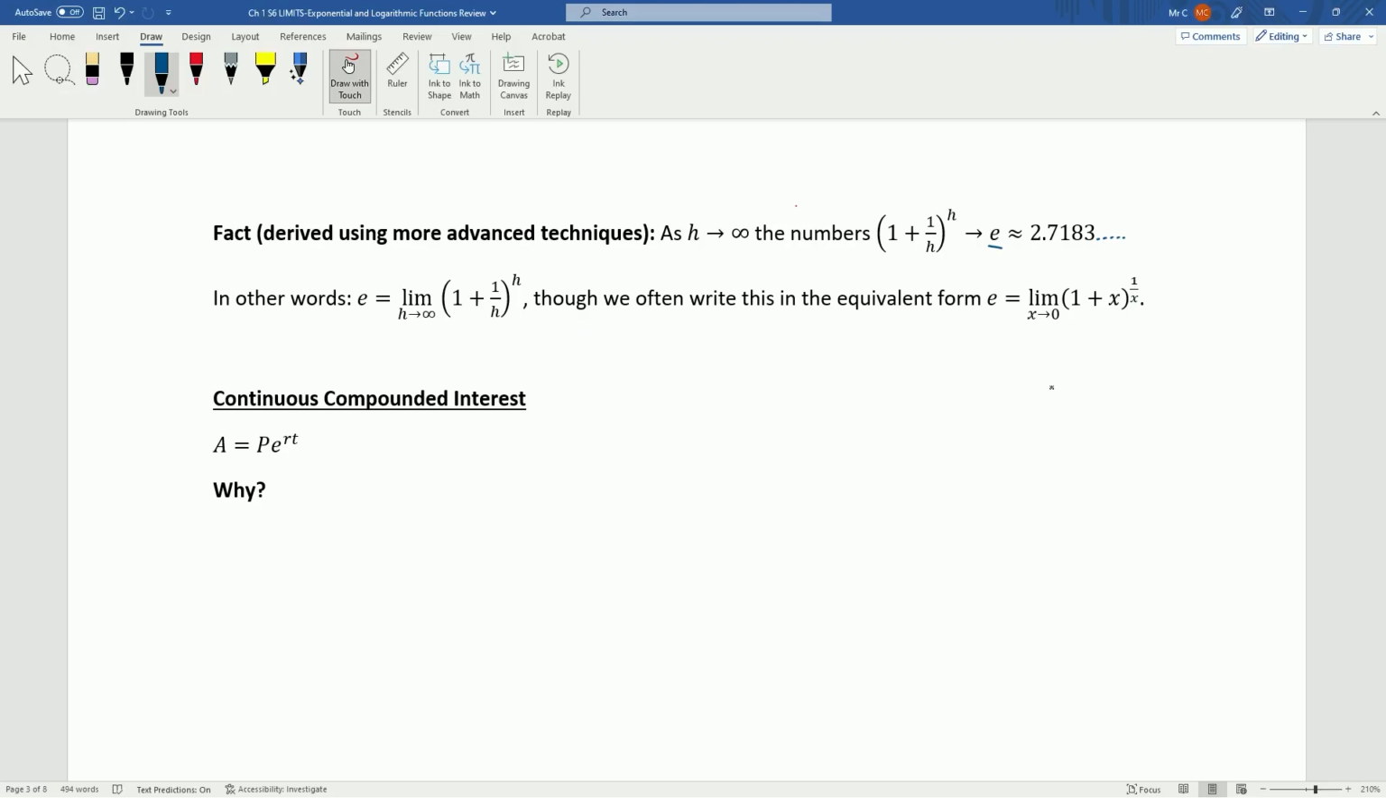Now, that might seem a little bit weird, but all we're doing here is letting x equal 1 over h. And so then if h is going to infinity, then x is going to 0. All right, so all I'm doing is a little substitution. If h goes to infinity, x goes to 0, so I rewrite the limit in terms of x. I replace 1 over h with x, and similarly, h gets replaced with 1 over x. So they're the same limit, just written in a different form.